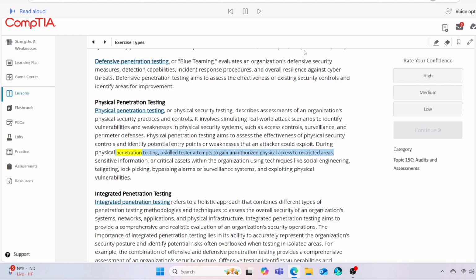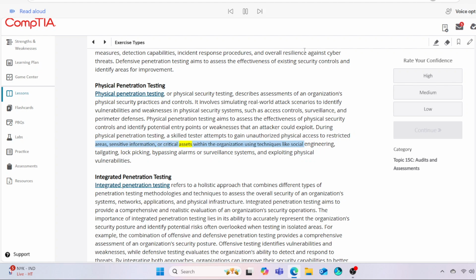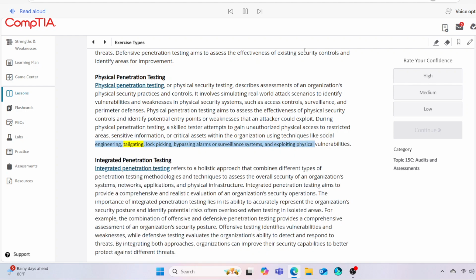During physical penetration testing, a skilled tester attempts to gain unauthorized physical access to restricted areas, sensitive information, or critical assets within the organization using techniques like social engineering, tailgating, lockpicking, bypassing alarms or surveillance systems, and exploiting physical vulnerabilities.